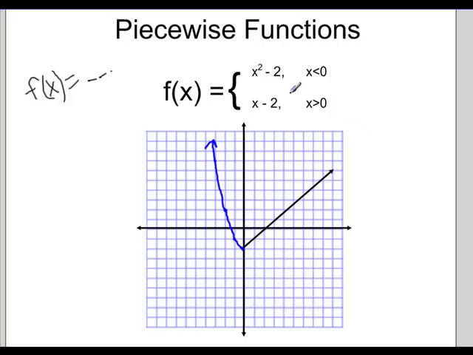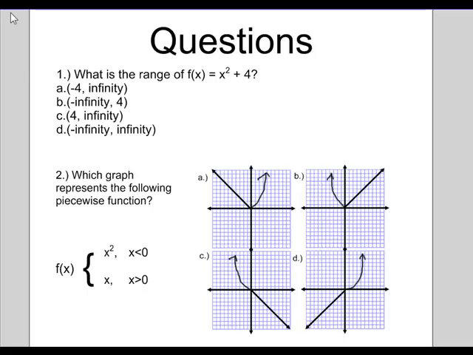Basically it's just in pieces. There are multiple pieces, and you just graph each piece based on the interval given. So anything less than 0, you graph this. Anything greater than 0, you graph that. Simple. Questions. There's only 2 questions tonight, so go get them.